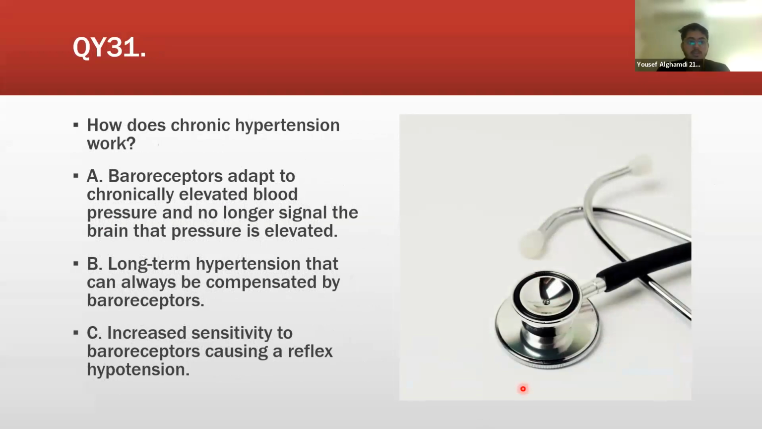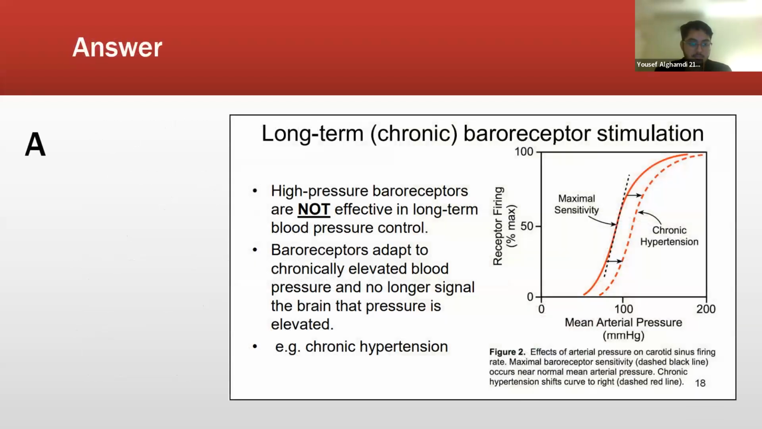Okay, so how does chronic hypertension work? I saw this in your slides, so I thought it'd be nice to ask this question. Okay, someone already answered. Sad. Yes, it's A. So baroreceptors adapt to chronically elevated blood pressure and no longer signal the brain that the pressure is elevated. Okay, so it just becomes desensitized, basically. And this is the slide. So high pressure baroreceptors are not effective in long-term blood pressure control, okay?